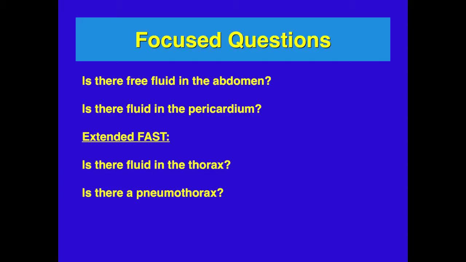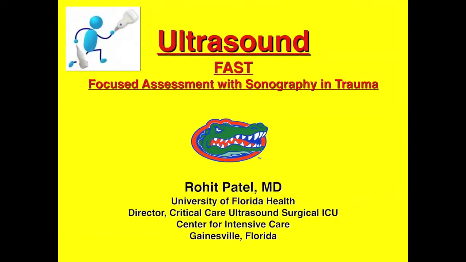The extended FAST asks, is there fluid in the thorax? You move your probe just a few centimeters up from the right upper and left upper quadrant original views, and you can see the diaphragm and fluid more cephalad to that. And the last is, is there a pneumothorax, which you can identify by absence of lung sliding in the appropriate trauma setting. And that's it.